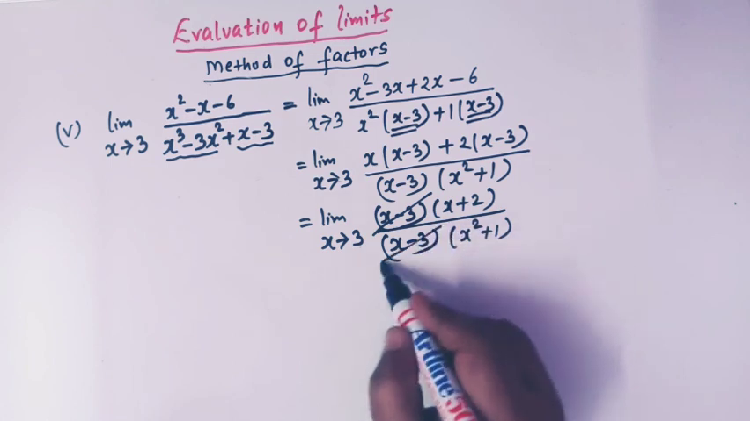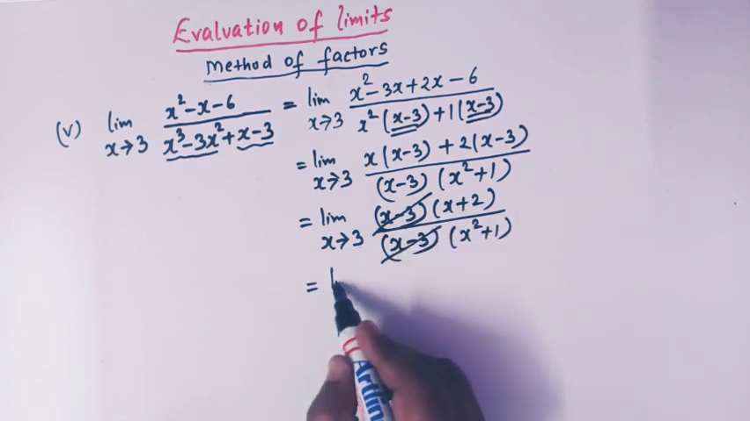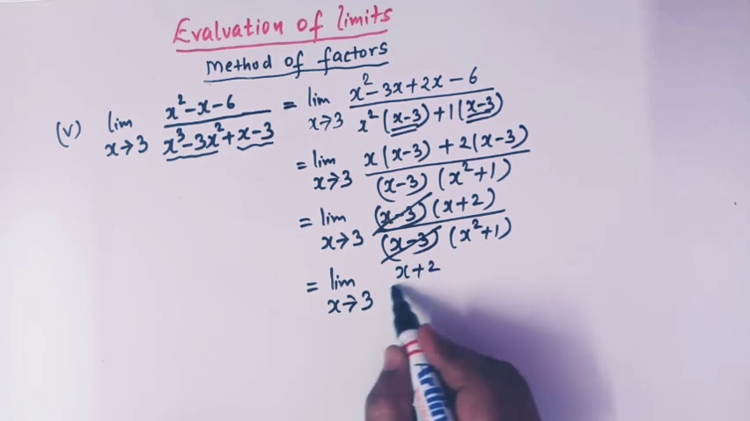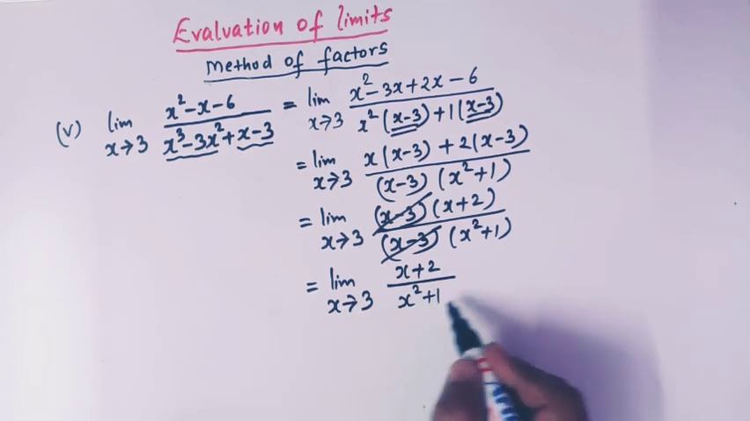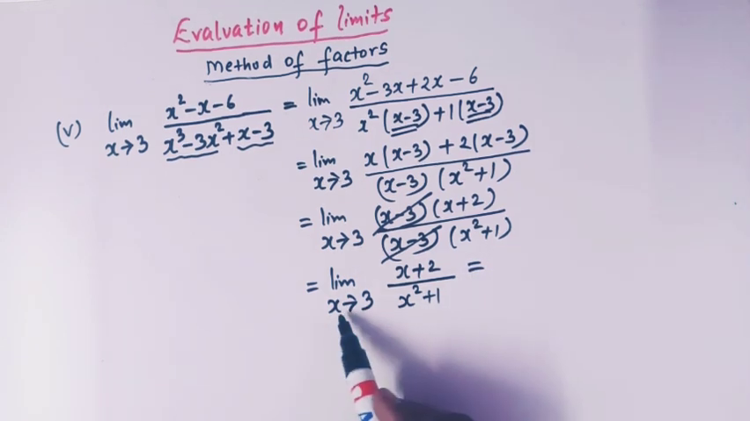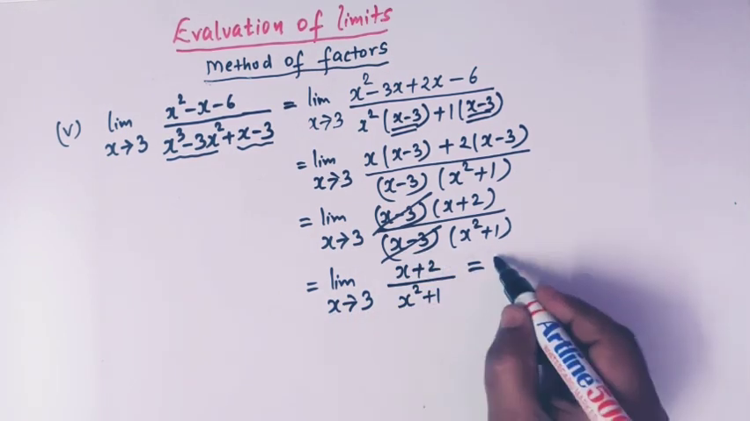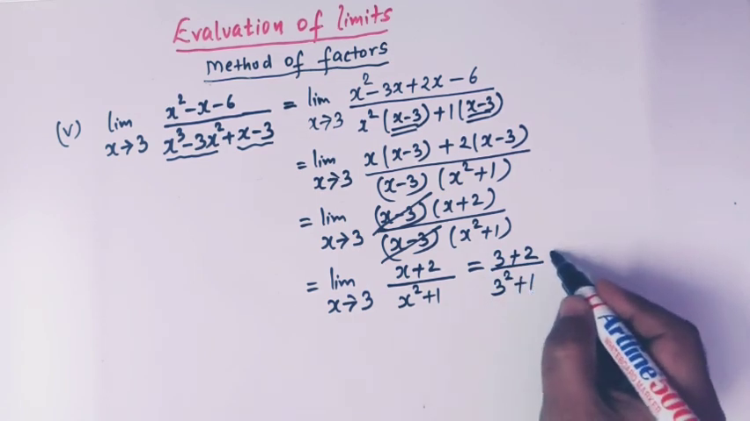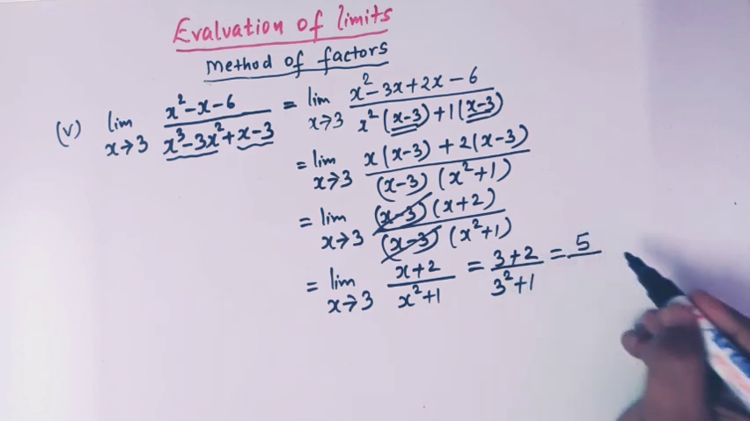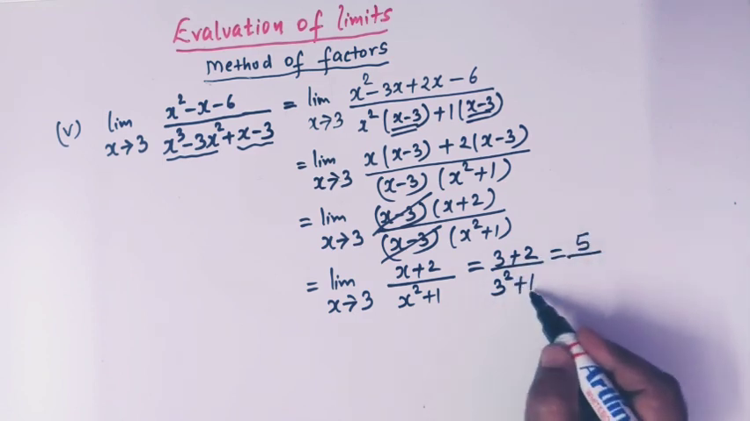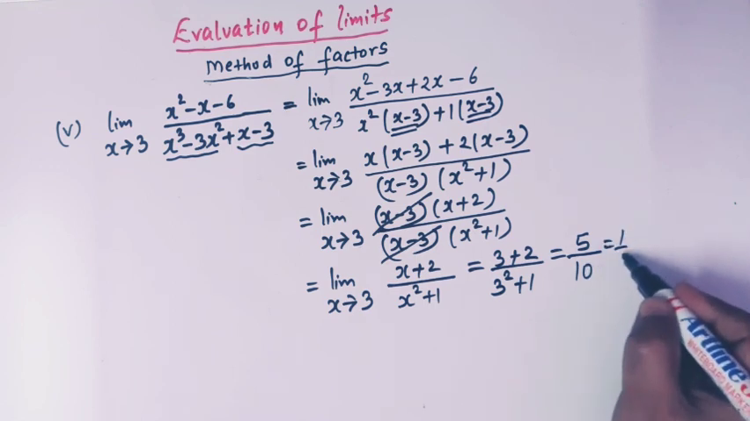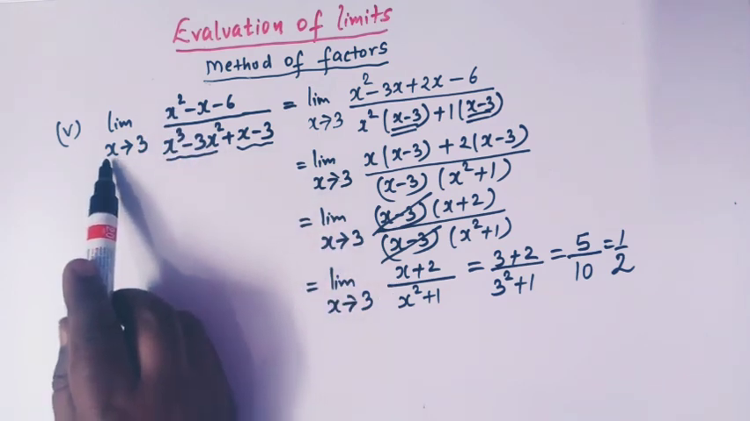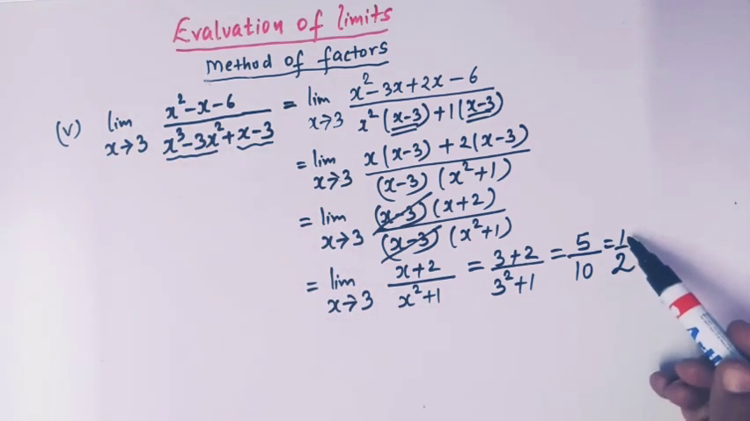Now these two terms get cancelled, so we are left with limit x tends to 3 of (x plus 2) divided by (x square plus 1), right? Now we can substitute x equal to 3 in this expression, so we have 3 plus 2 divided by 3 square plus 1, and this is 3 plus 2, 5, and this is 3 square, 9 plus 1, 10, that is equal to 1 by 2, right? So the limit of this function when x approaches 3 is 1 by 2.